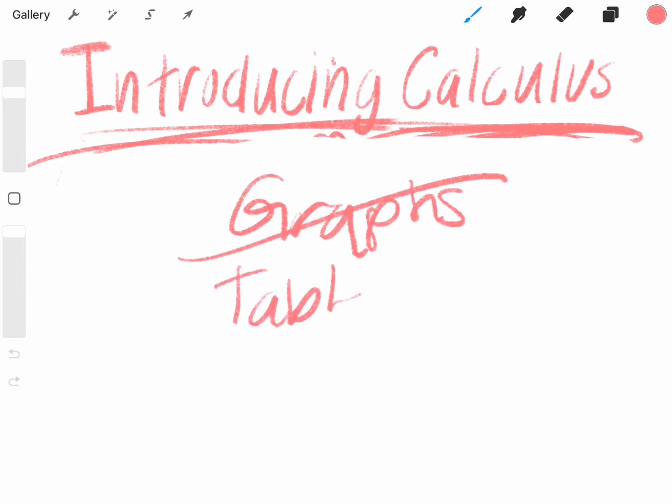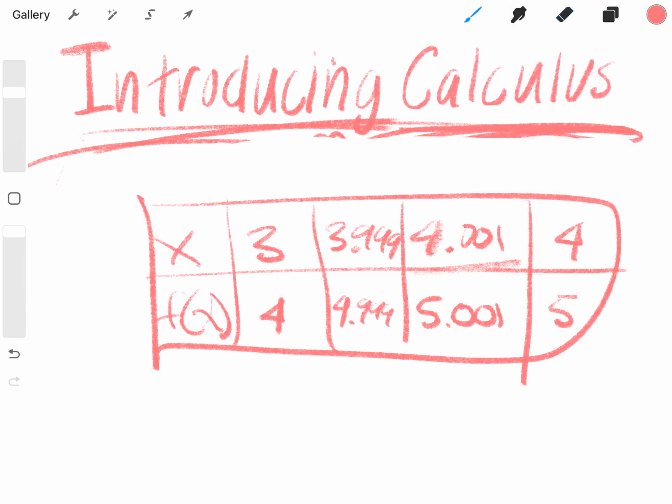That's pretty much 1.3, which is finding limits with graphs. Section 1.4 is what if, instead of having graphs, you had a table. So imagine this table right here. What is the limit of f of x as x approaches 4? As you can see right here, we have 3.999, and we have 4.0001.